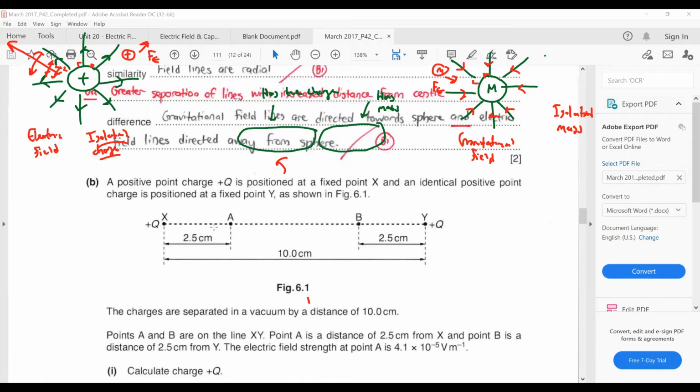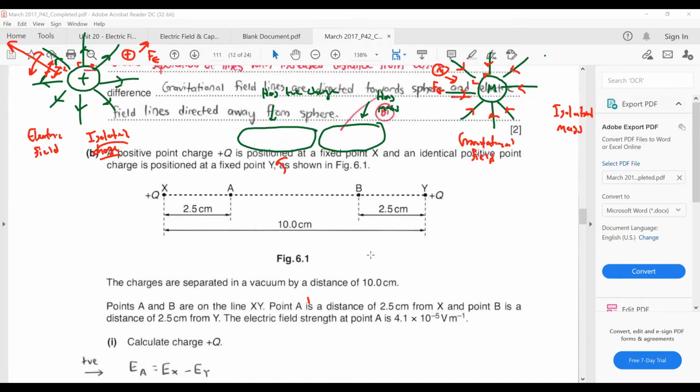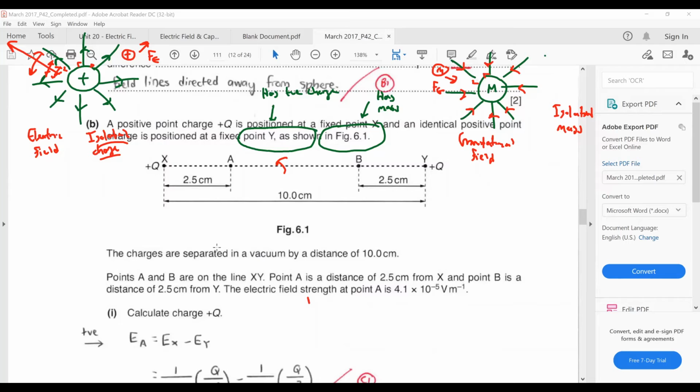They tell you now you have a positive point charge, positive Q, that is positioned at point X, and an identical positive point charge is positioned at fixed point Y, as shown in figure 6.1. The charges are separated in a vacuum by a distance of 10 centimeter. Points A and B are on the line XY here. The electric field strength at point A is 4.1 times 10 power minus 5 volt per meter. Calculate the charge Q here, right?